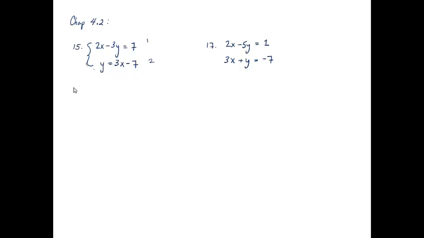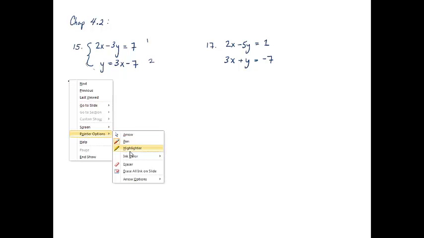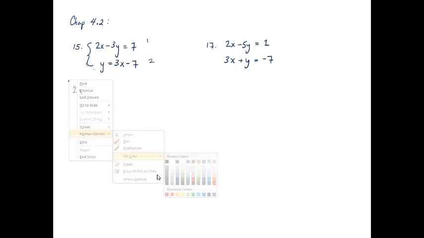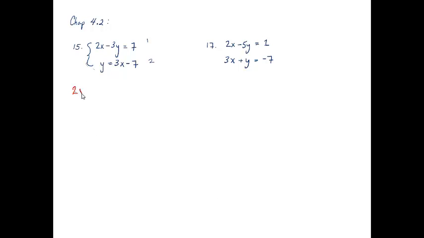So I have 2x, let's change the color. So I have 2x minus 3, instead of the y, I'm going to write 3x minus 7 equals 7. All I did was rewrite this first equation, and everywhere I saw the y, I put 3x minus 7. And now the last step is to solve for the variable, not the last step, I take that back. The next step is to solve for the variable.